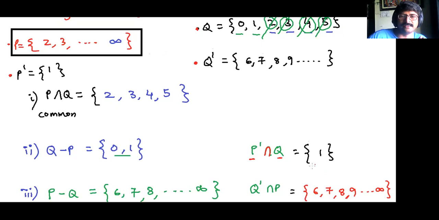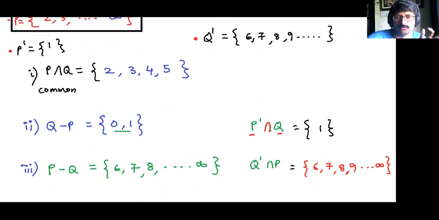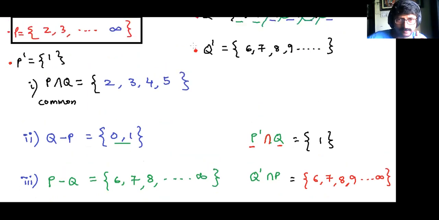That's it. And then we had to find what is Q complement intersection P. So again the same process. We'll go to the Q complement set, and then we'll go to set P, and then we're going to find the intersection between them.